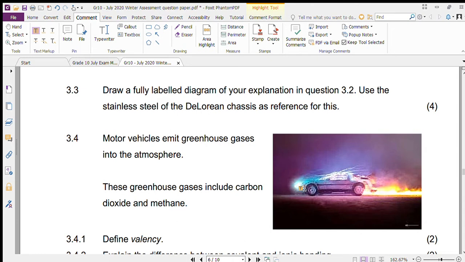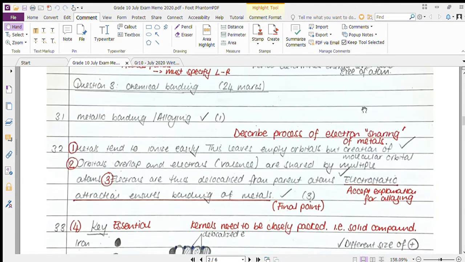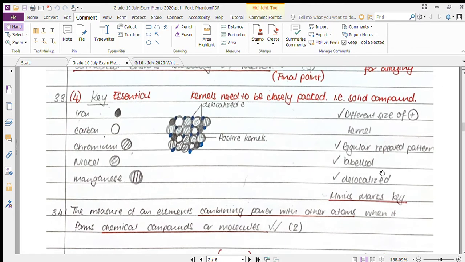Now, a lot of you, when you did draw this, spaced out the positive atoms, the positive kernels, and this automatically lost a mark, so you got 3 out of 4. I don't know why, so that's something we might have to address. But remember, it's a solid, it's a metal, so it is compact, the particles are closely packed together. It is a crystal lattice. So if we go to my memo, you will see I've drawn my positive kernels very closely together. If your image looks similar to this, then you should have gotten 4 out of 4.